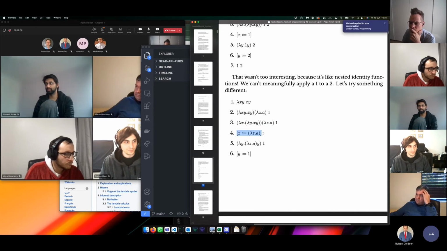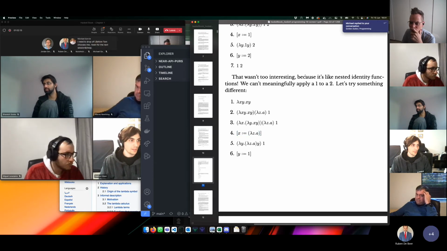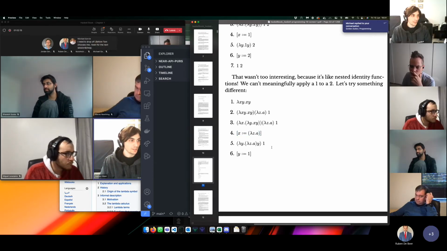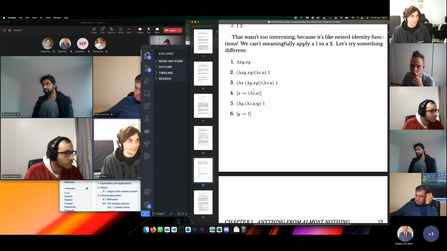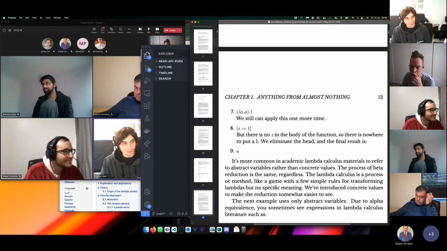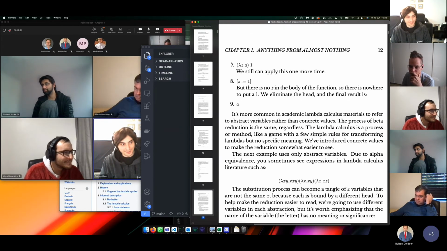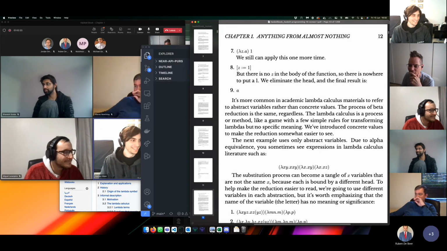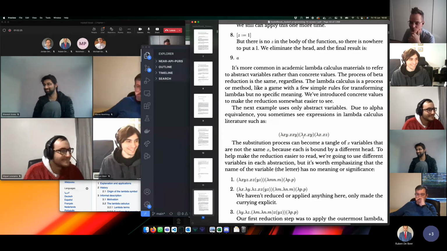This is interesting. Let's try something different. So what the hell does this mean now? Is this a question? Those are the steps of the computation that started with the 1, and they're just going through the steps. That's why 9 is A. Okay, it's still A. I reduced the stuff that was already reduced.